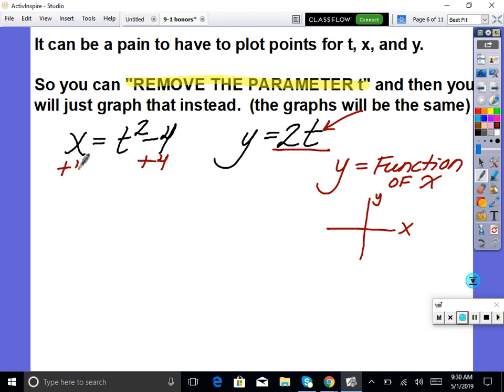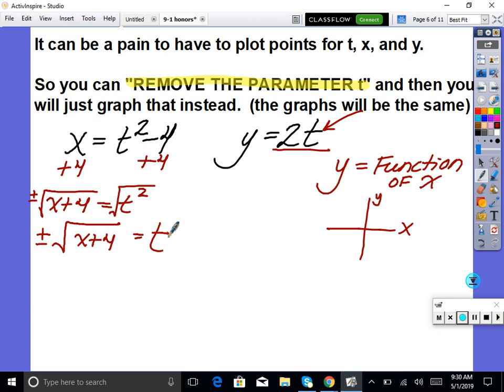Add 4. So we have x plus 4 equals t squared. When solving and taking a square root, you can't forget you have a plus or minus. So we have plus and minus the square root of x plus 4, and that's equal to t. Now we can write our function with an x instead of a t. Now we have a function in terms of x.